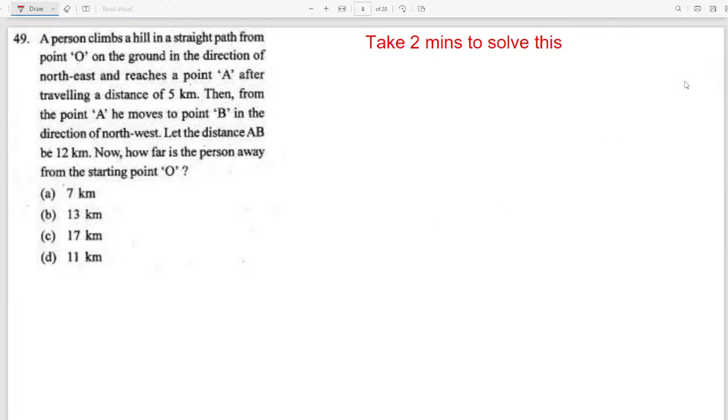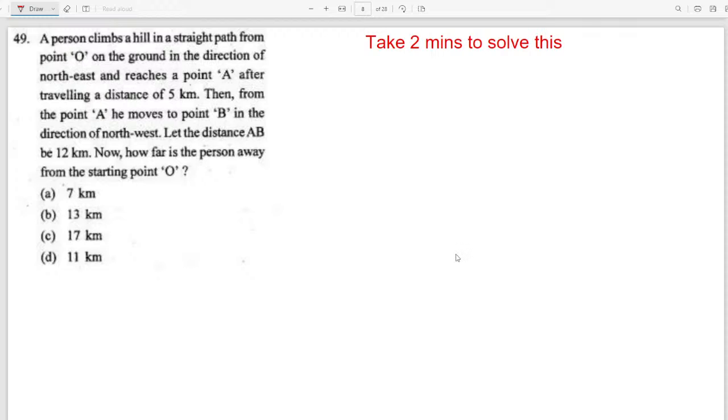So take 2 minutes to solve this. So we'll see the question here, what they're asking. A person climbs a hill in a straight path from point O on the ground in the direction of northeast and reaches a point A after traveling a distance of 5 kilometers. Then from the point A, he moves to the point B in the direction of northwest. Let the distance AB be 12 kilometers. Now, how far is the person away from the starting point O?